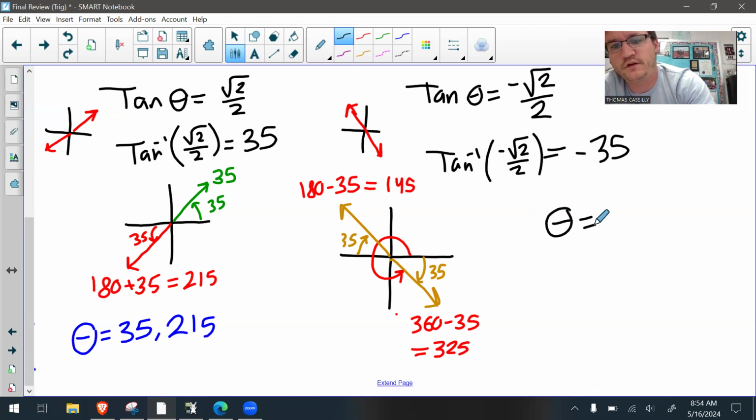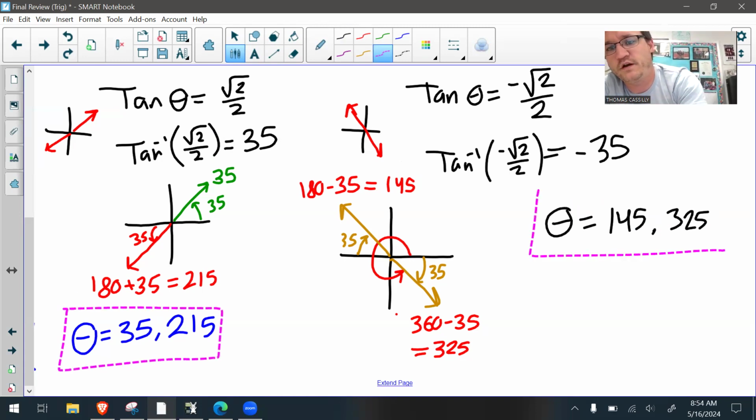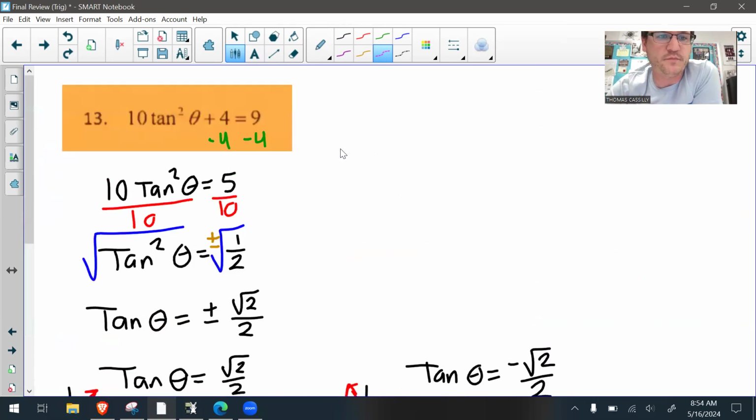So the two answers over here are 145 and 325. Right? And again, we have 4 answers for this problem because it ended up being that tangent squared. Anytime you have this squared right here, there's a good chance that you're going to have 4 different answers for these. So that's just something we have to be aware of on here.